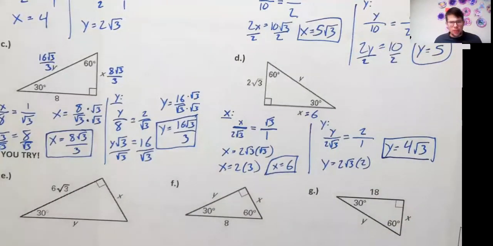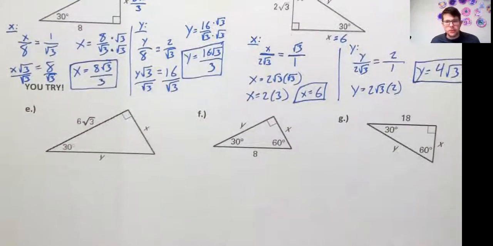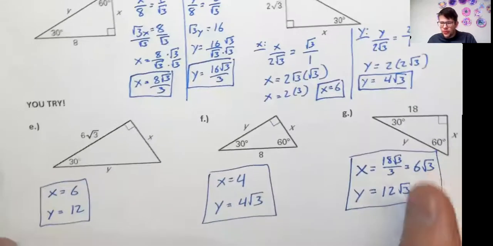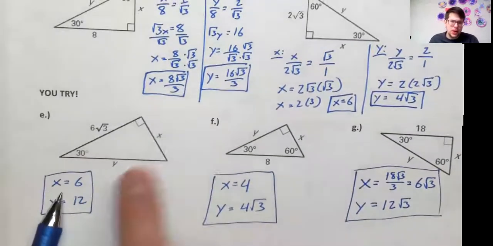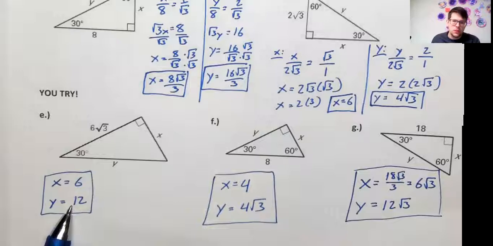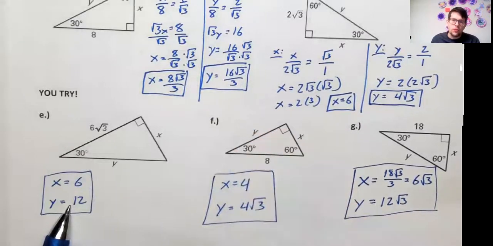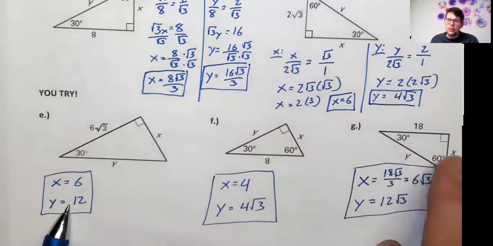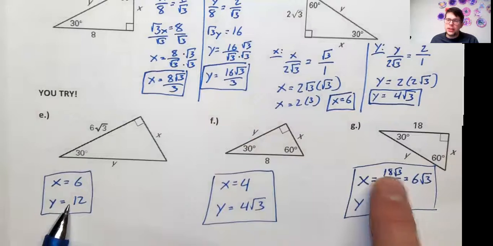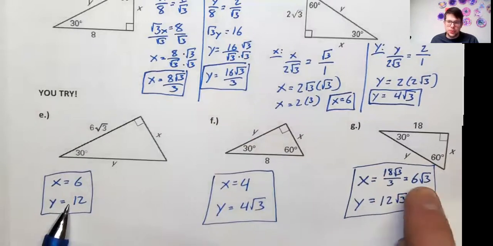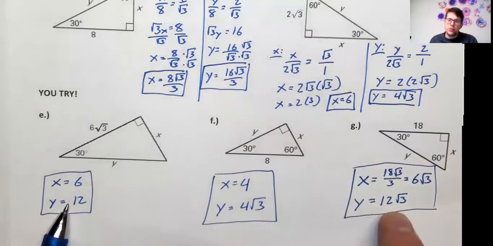Okay, how about some you try it problems? There are 3 problems down here at the bottom of the page, and I'd like you to try those out now. You might want to pause the video. Here are some answers for your you try it problems. Got some x values of 6 and a y value of 12, an x value of 4 and a y value of 4 root 3. And over here for your x value, you're going to get a fraction of 18 root 3 over 3, which reduces down to 6 root 3. And you have a y value of 12 root 3.